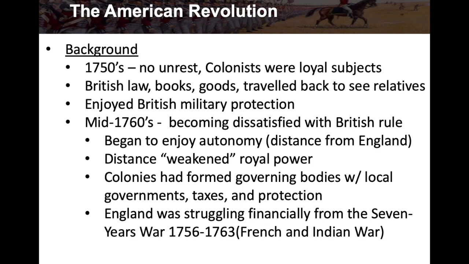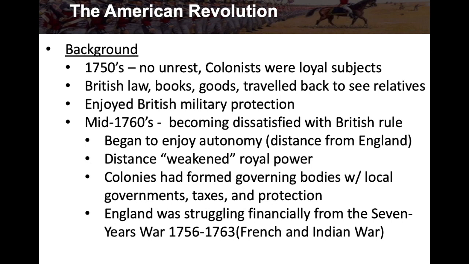The distance weakened royal power. So again, that distance across the ocean, well, the colonies' day-to-day lives and decisions that were being made on the day-to-day basis, that's then and now. That's real time. But the royal power was across the ocean, and it could take weeks to get word from them or some kind of a document from them. And so really the royalty, the monarchy, they didn't really seem to be all that powerful anymore to the colonists.